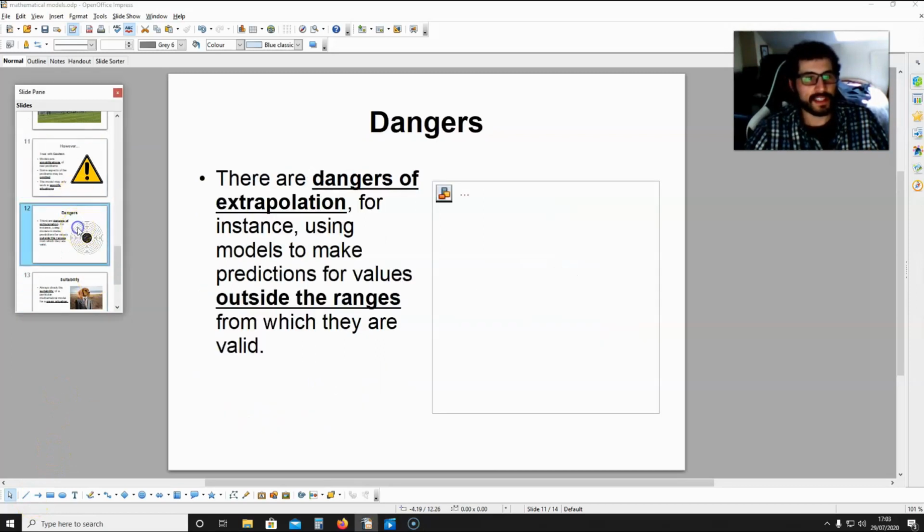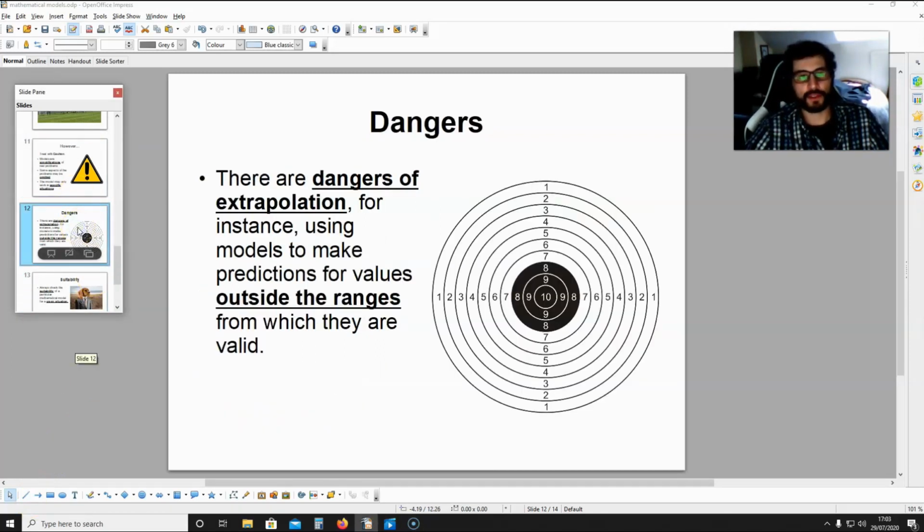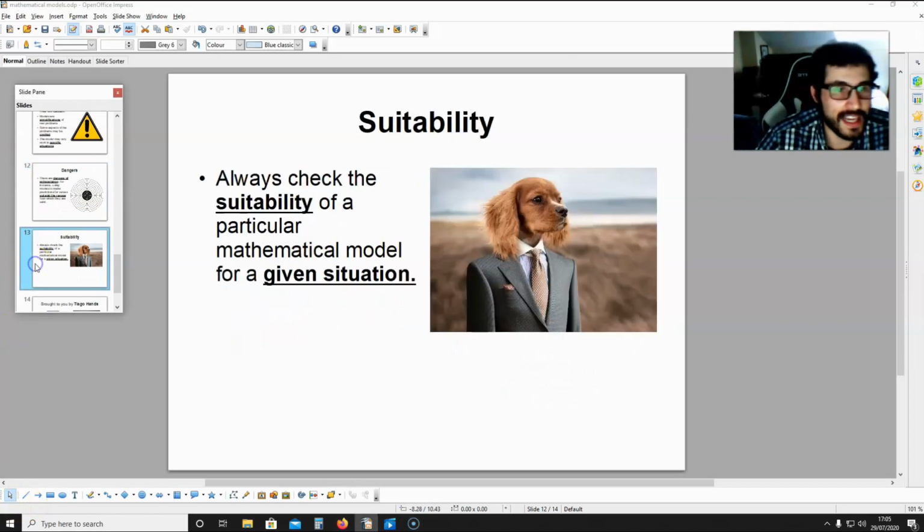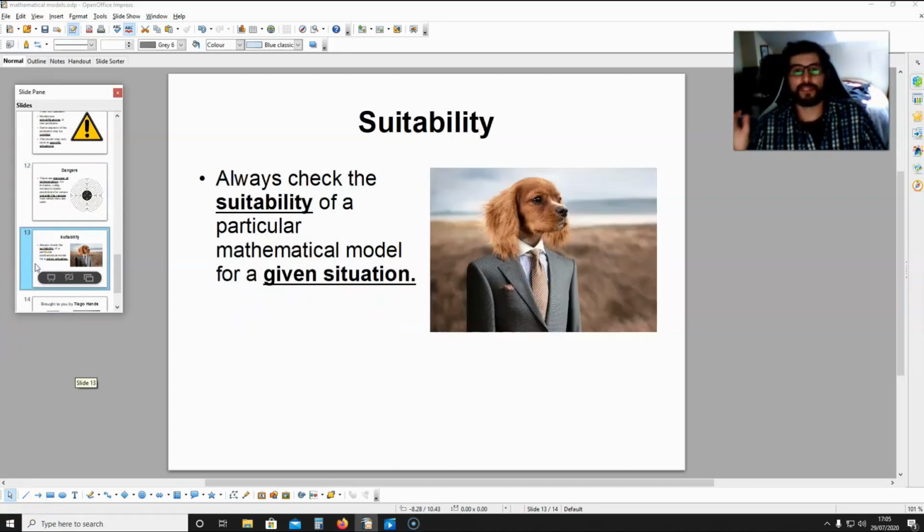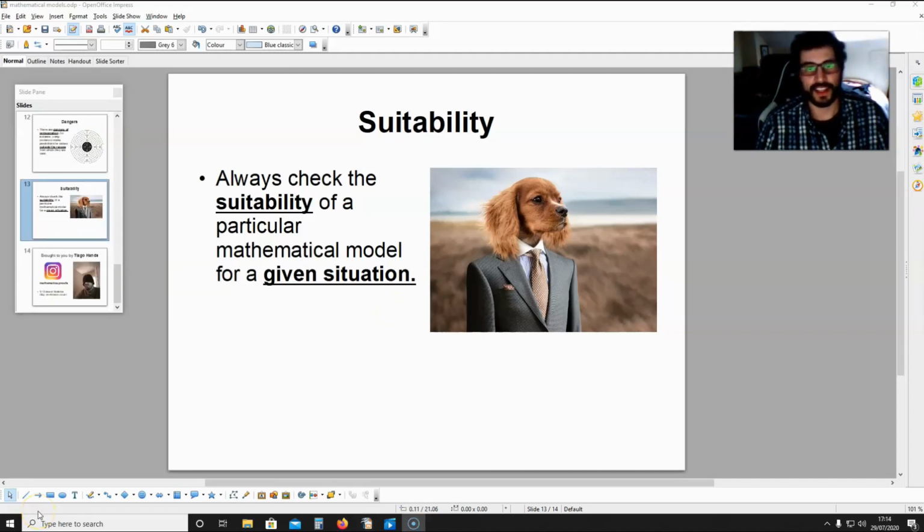I'm also sorry to say that there are dangers with models. There are dangers of extrapolation. For instance, using models to make predictions for values outside the ranges from which they are valid. What I also need to say is that you need to check the suitability of your model. Just look at this dog over here. Always check the suitability of a particular mathematical model for a given situation. So I believe that's everything covered in terms of what a mathematical model is and why it's useful.